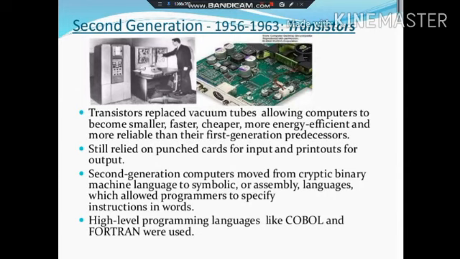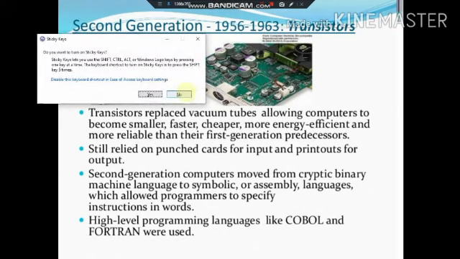Computers during this stage were mainly used by the atomic energy industry and by government only. Some examples of second generation computers are UNIVAC 3 and IBM 1401. These were not new computers, they were just the advanced version of first generation.